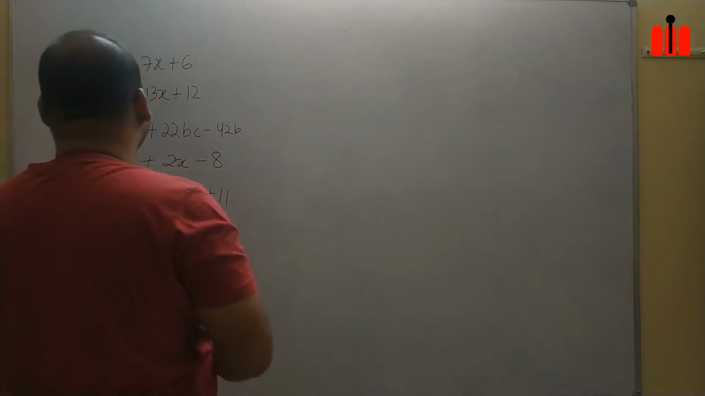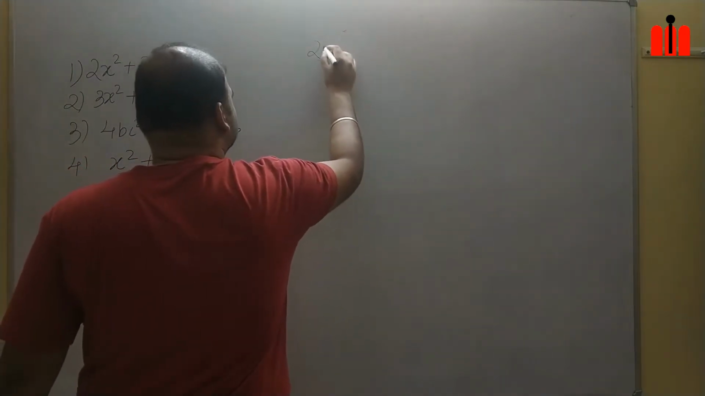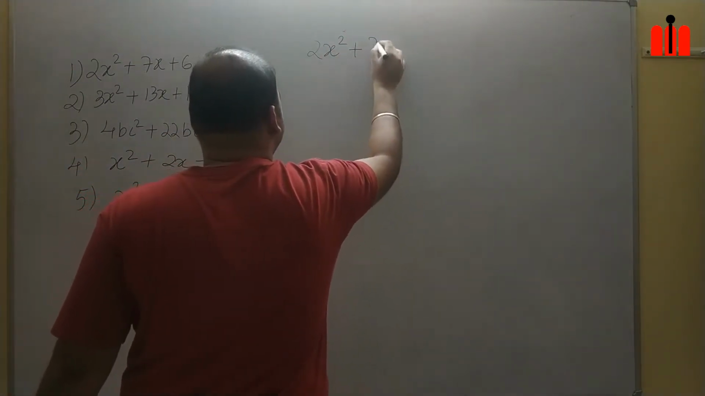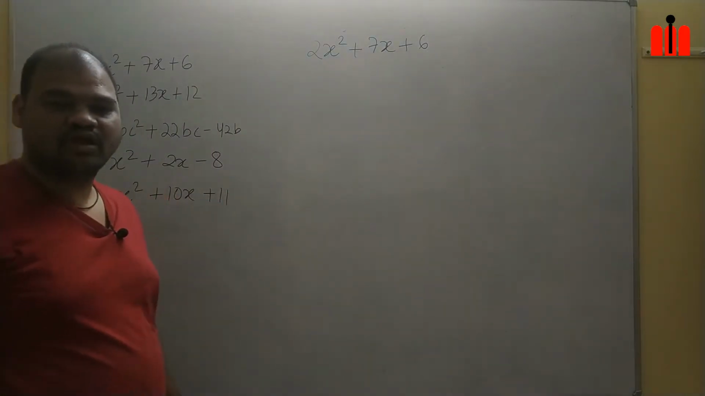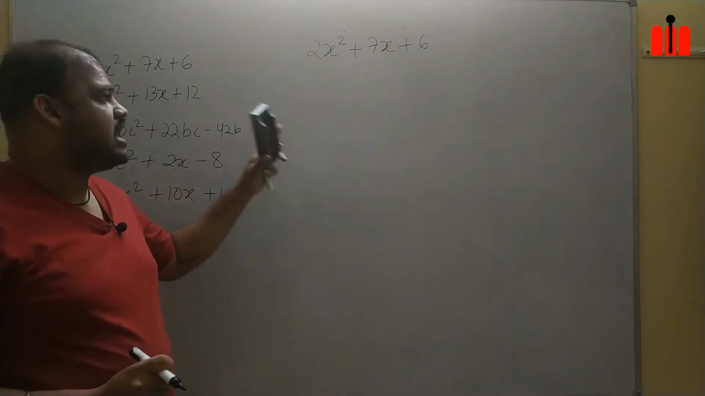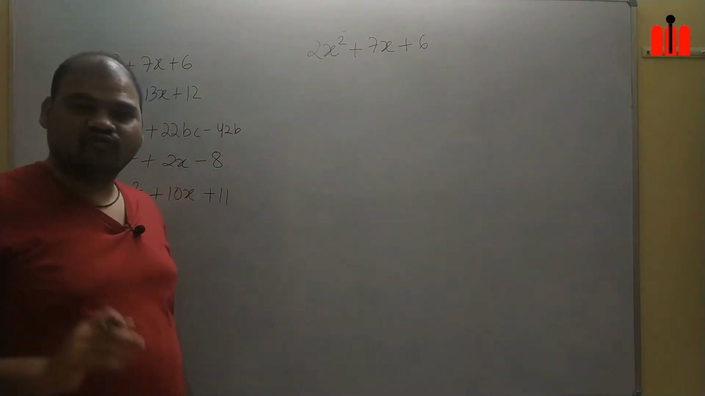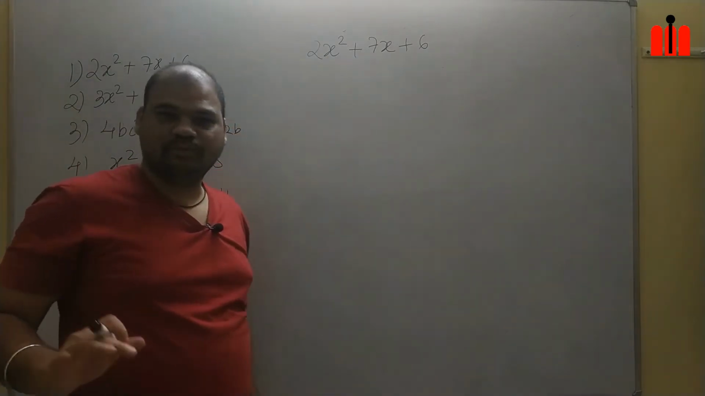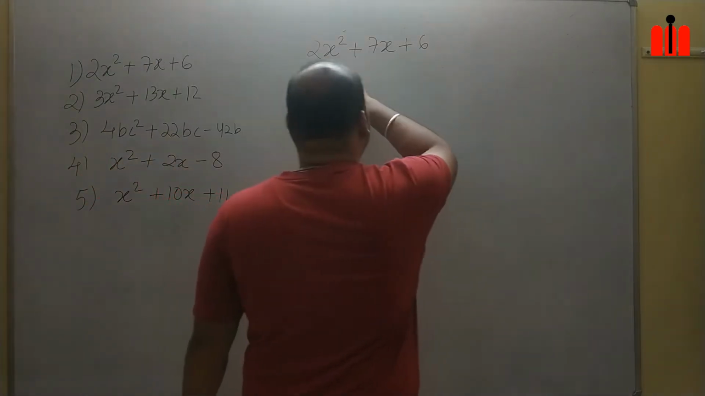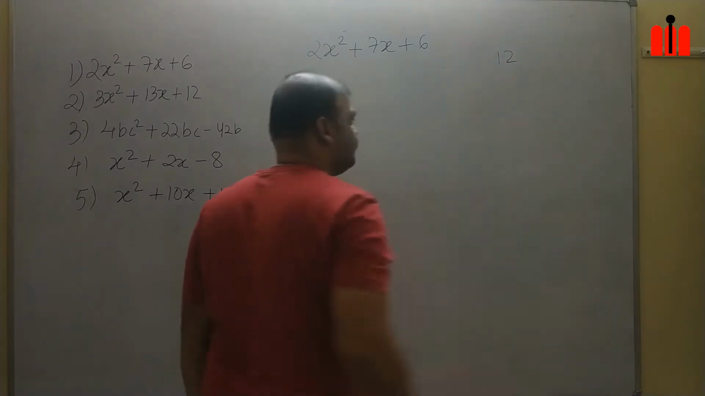First question is 2x square plus 7x plus 6. Now I am going to do splitting of the middle term for this. As I told, the coefficient of x square and the constant term should be multiplied. So if we multiply 6 into 2, we will get 12.